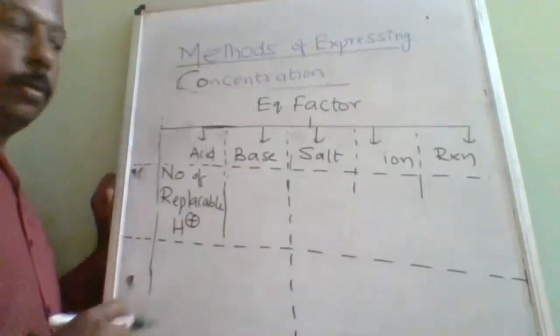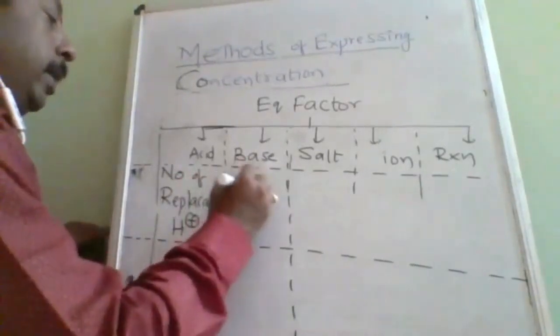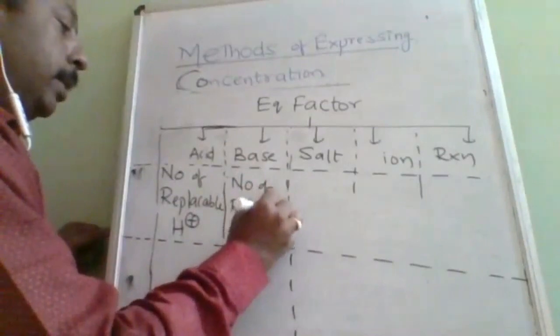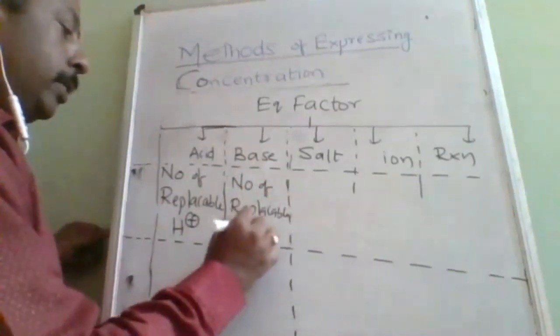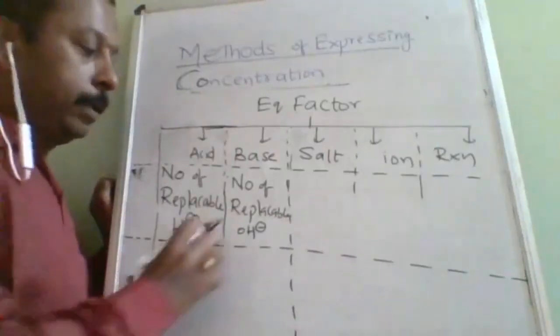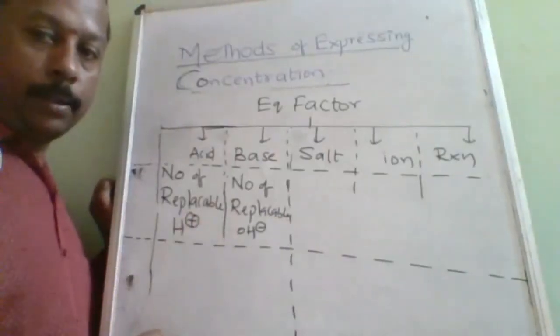Okay. Now coming to the next. For base, it is equal to the number of replaceable OH minus. For base, what is it? Number of replaceable OH minus. Okay.